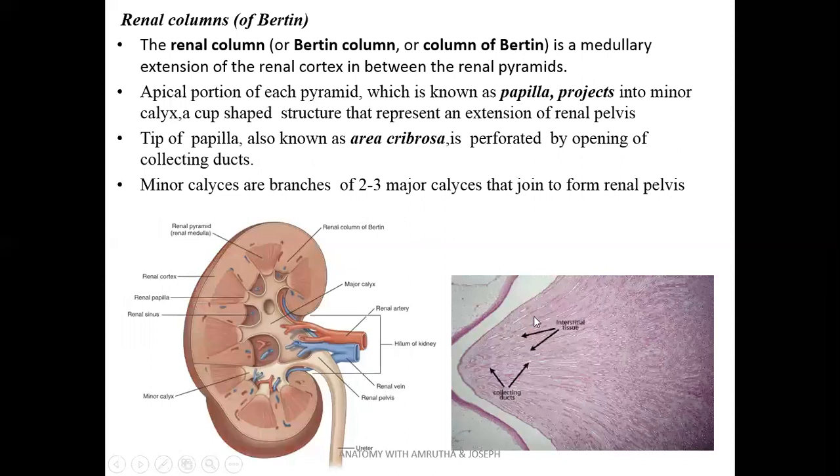Histological diagram of the pyramid looks like this, where this is the tip of the pyramid, which can be seen here, opening onto another structure called minor calyx. Minor calyx can be one or two or three. They join to form major calyx. Two to three major calyces together join to form the renal pelvis.